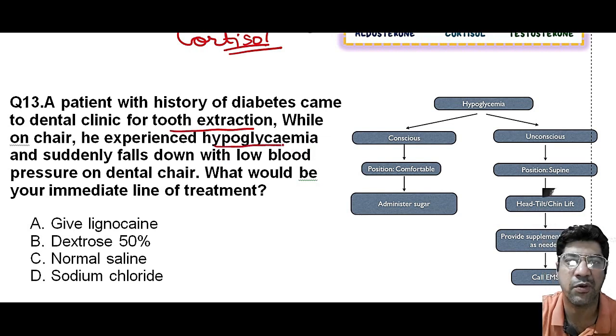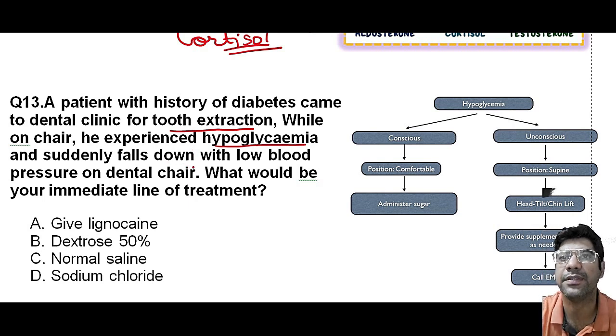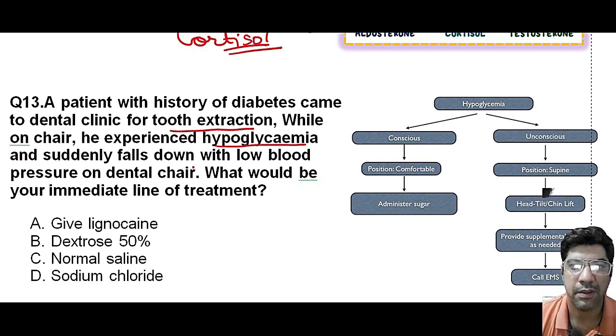Let us move with another question. A patient with a history of diabetes came to dental clinic for tooth extractions. While on chair, he experienced hypoglycemia and he suddenly fell down with the low BP on the dental chair. So what should be your immediate line of treatment?